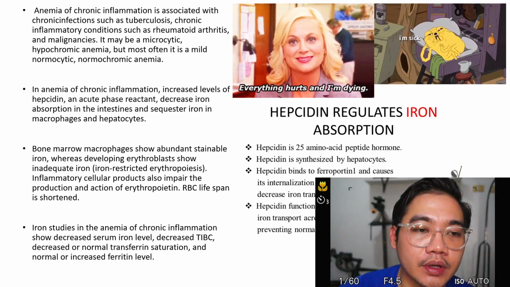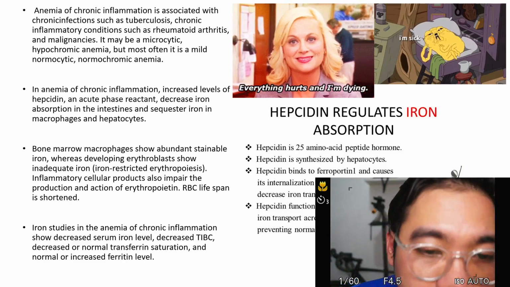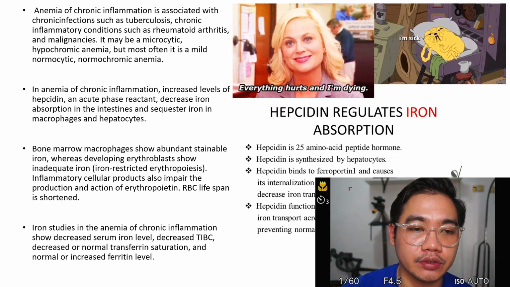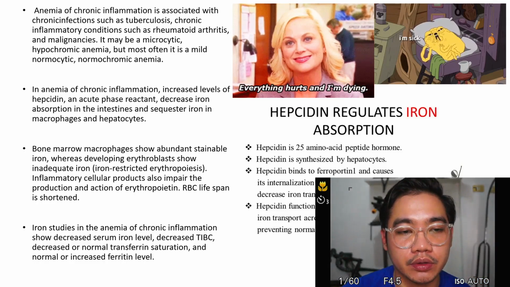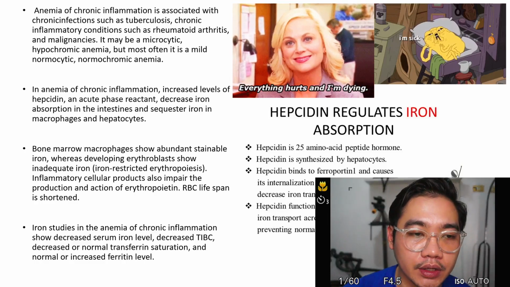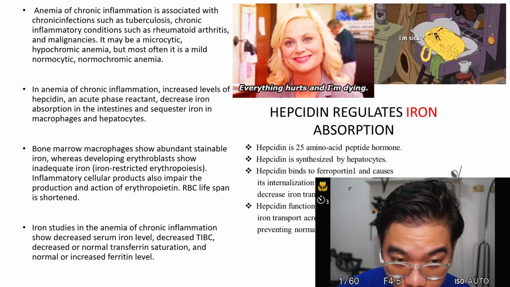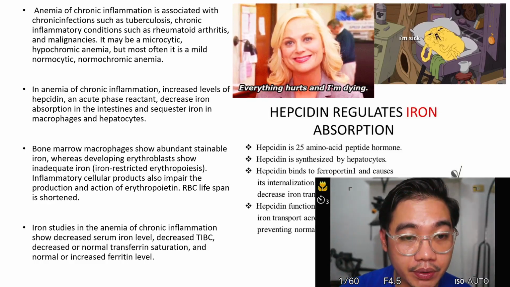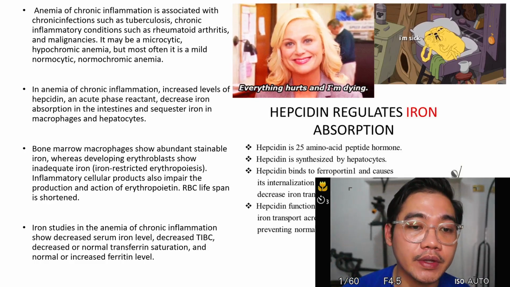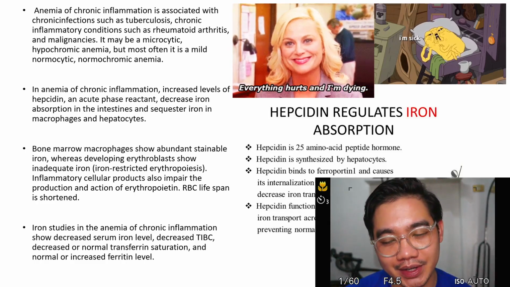Anyway, next, anemia of chronic inflammation is associated with chronic infections such as tuberculosis, chronic inflammatory conditions such as rheumatoid arthritis, and malignancies. It may be microcytic, hypochromic anemia. Often, it is a mild normocytic normochromic anemia.